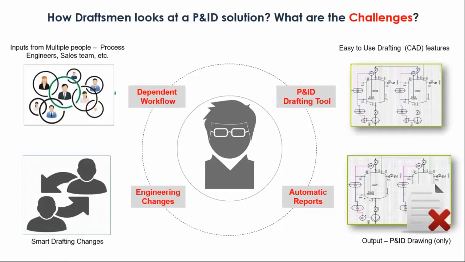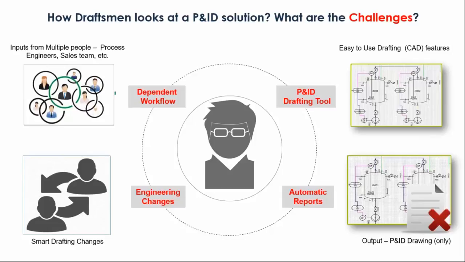Now, before going to the details of the solution, let us see how P&ID software is perceived by various users. First of all, I will talk about how draftsmen look at the P&ID solution. For draftsmen, they need inputs from the process group to start the drafting of P&ID drawings. They need easy-to-use drafting features for placing components, pipelines, instruments, etc.